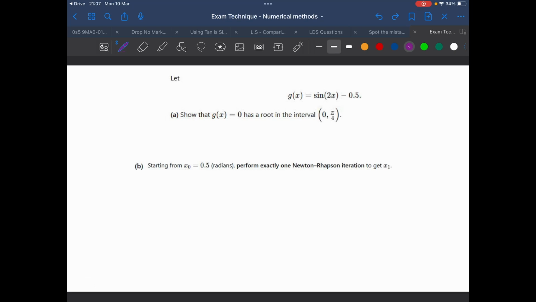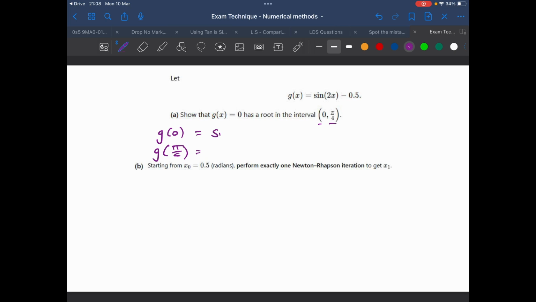Let's do an example with something that's a little bit trickier. So this is a trig one this time. It's called g of x. We're showing that g of x has a root in the interval 0 to pi over 4. So we need to be in radians mode. And we're going to start by doing g of 0 and g of pi over 4.